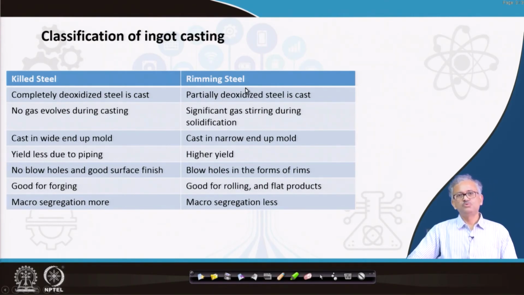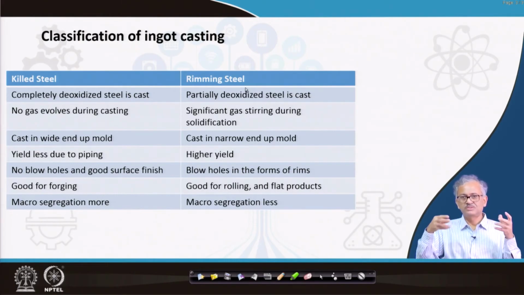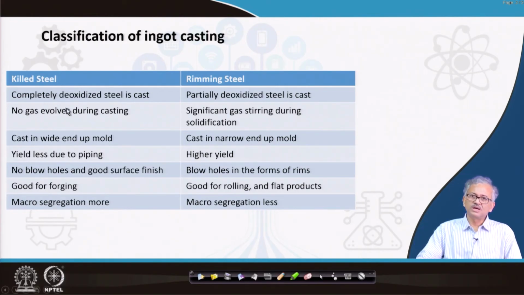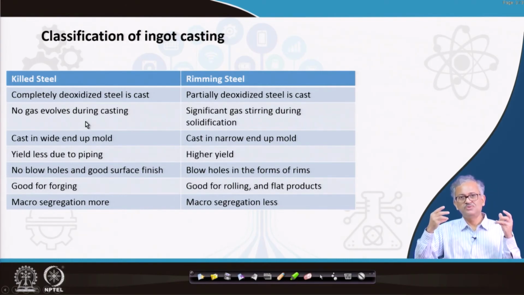In rimming steel, you do not kill the liquid steel completely before pouring. You partially kill it, and you keep a significant amount of oxygen in the bath such that during solidification that oxygen comes out, reacts with the carbon, forming carbon monoxide bubbles, and that gives a stirring to the liquid steel during solidification. And the stirring, as you know from the segregation point of view, helps in reducing the segregation, because the more the liquid steel is stirred, the less the segregation. In the case of killed steel, there is no gas evolution during solidification. As a result, some macro segregation will be there.